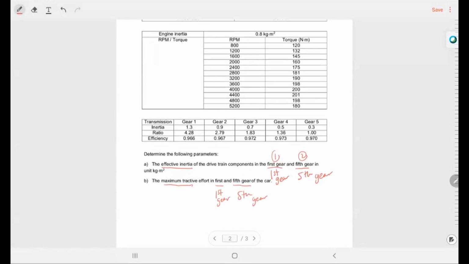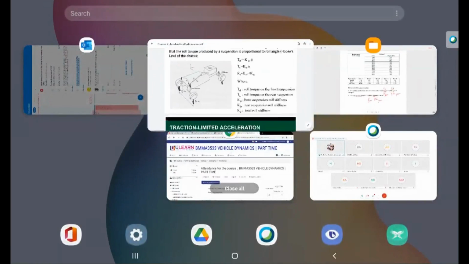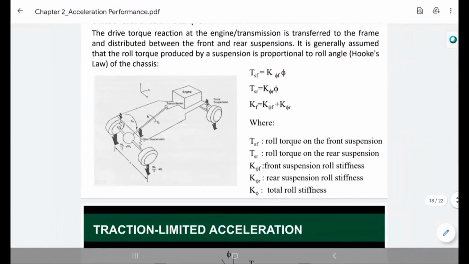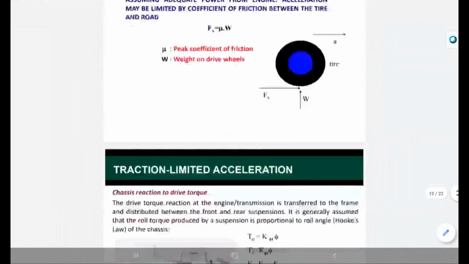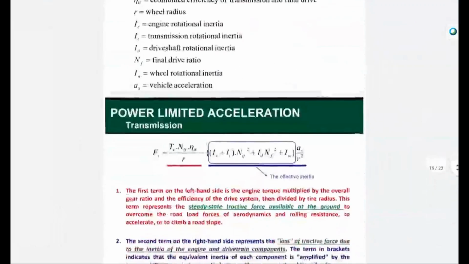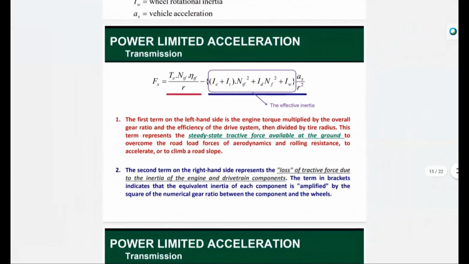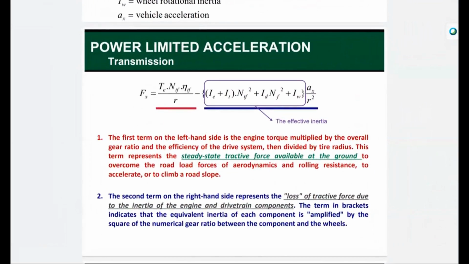Okay, so back to question 2A. What is effective inertia? You may refer to your chapter 2 notes. Here, the second term is the effective inertia. So you need to use this equation.